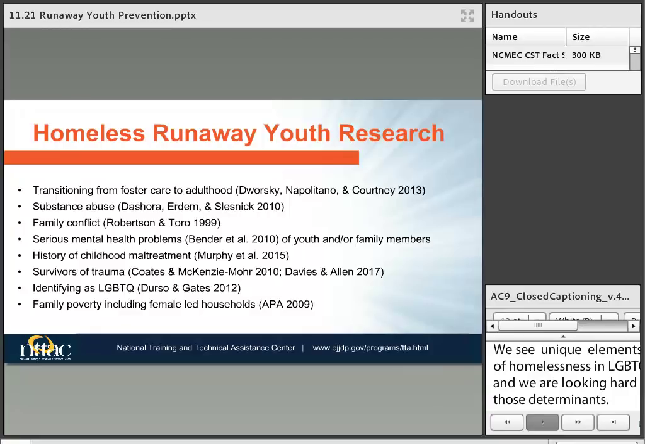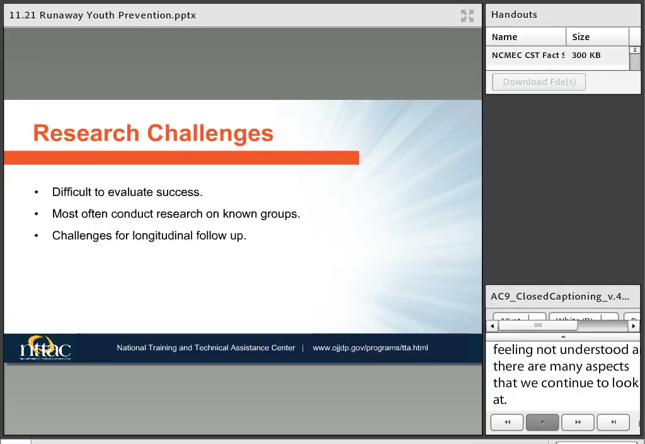And then family poverty, including female-led households, continues to be a big aspect of the research that's being done on homeless youth.